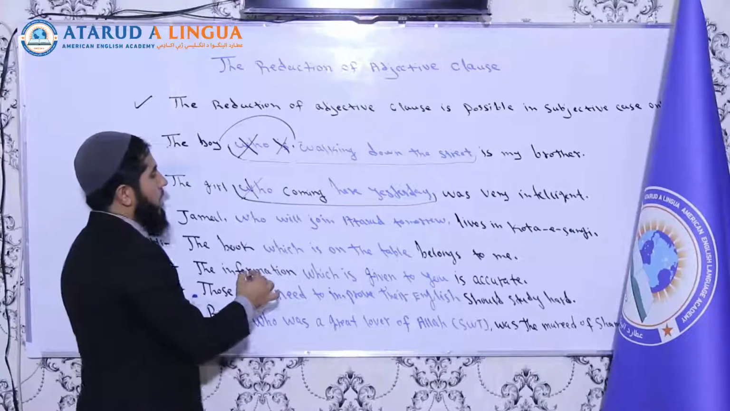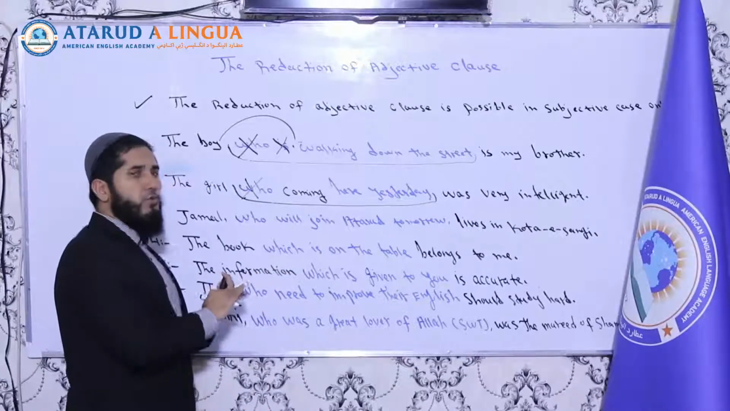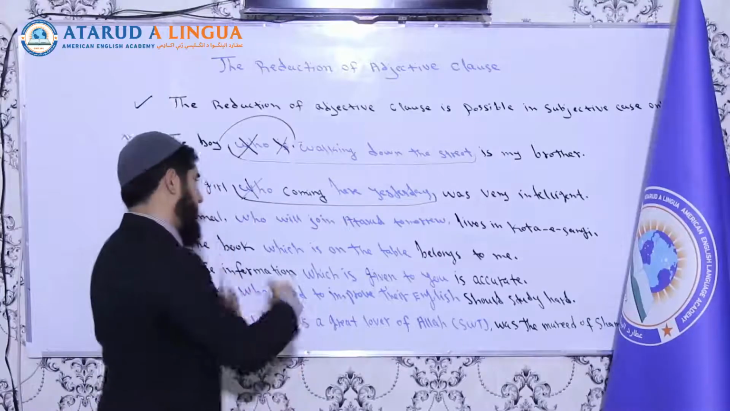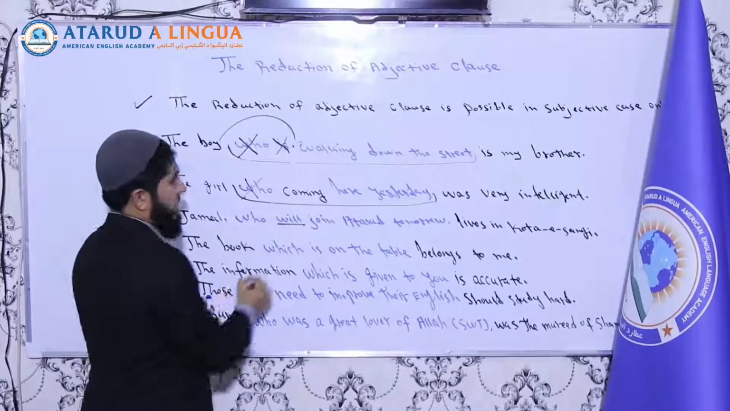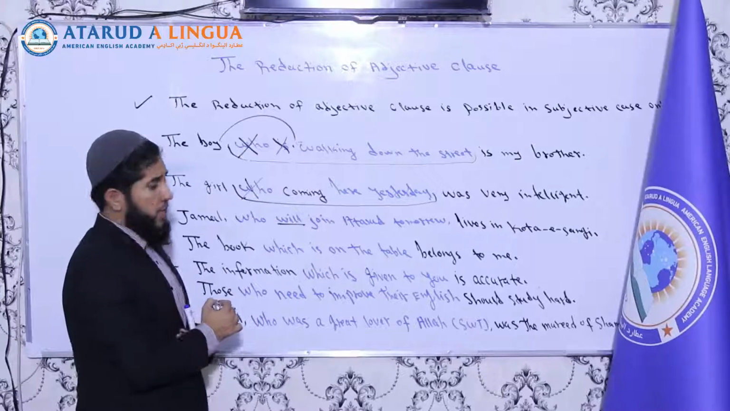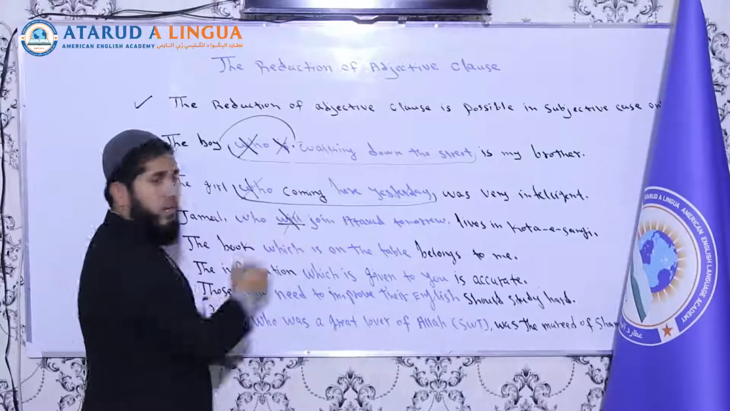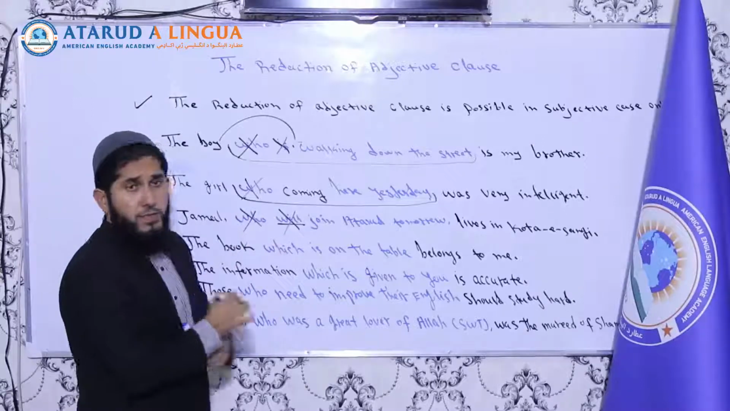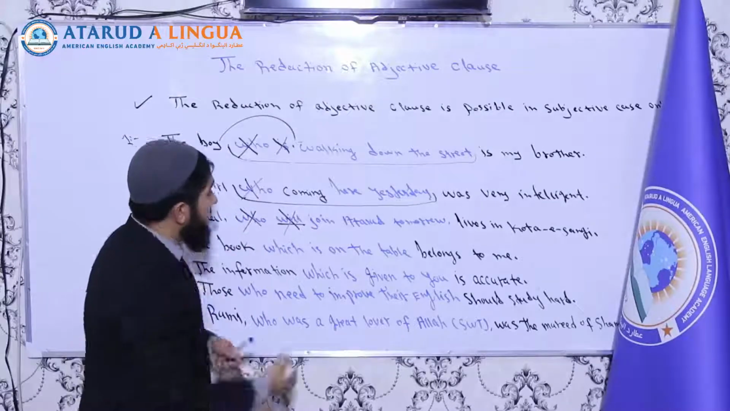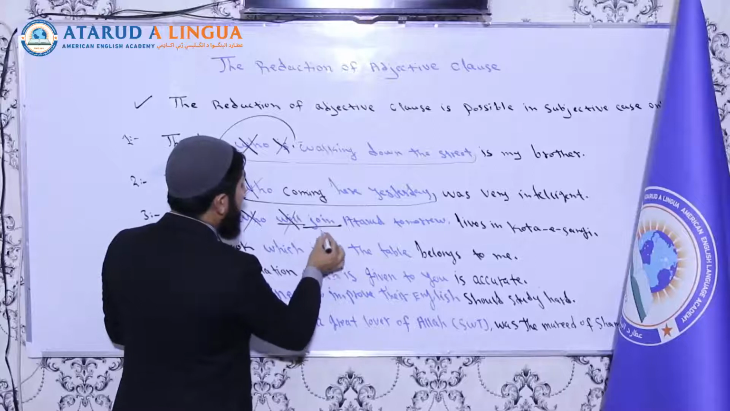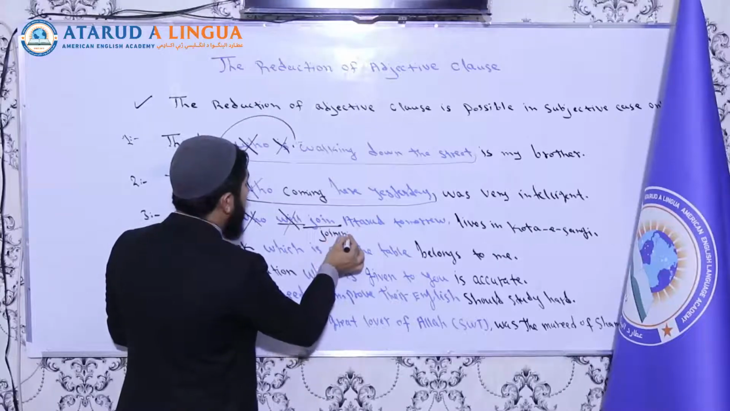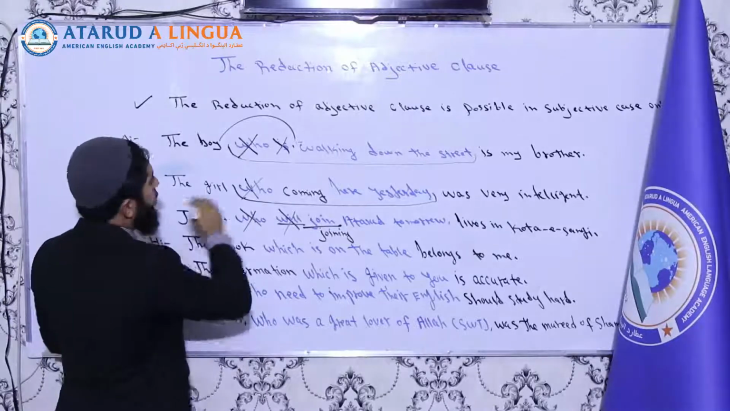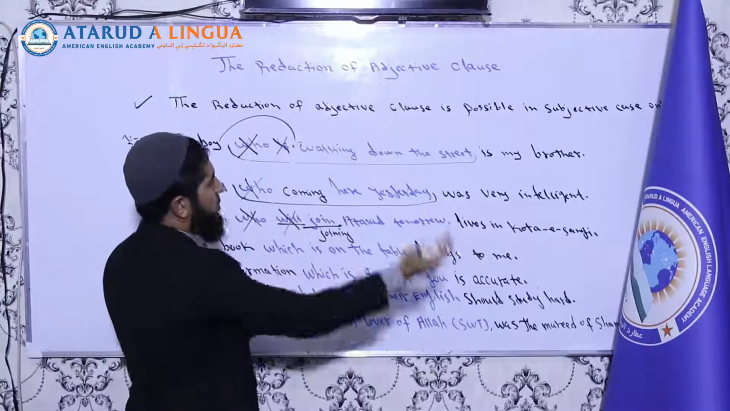And if you have, for example, any other kind of helping verbs, like it's simple future tense, and you have the helping verb will over here, okay? So get rid of your helping verb and get rid of the relative pronoun and change the verb to ing form. Yes, the girl Jamal, who will join Atar tomorrow, lives in Kotesangi.